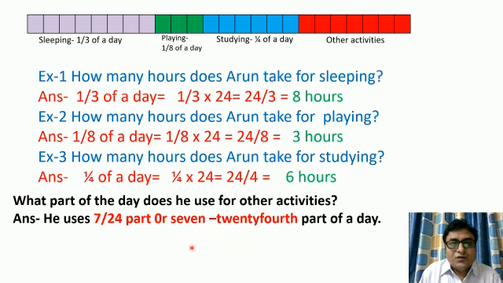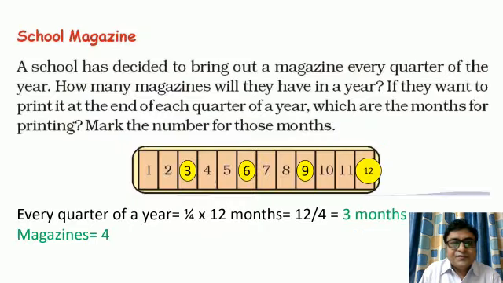Now let us go to another exercise. School magazine. A school has decided to bring out a magazine every quarter of a year. So how many magazines will they have in a year? If they want to print it at the end of each quarter of a year, which are the months for printing? Mark the number for those months.